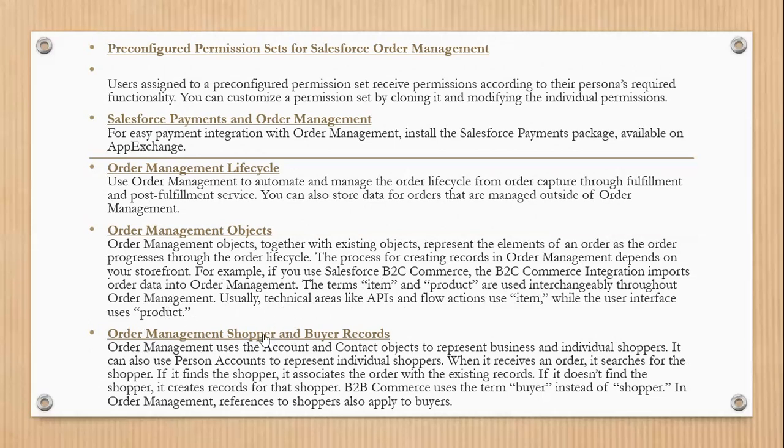Next, Order Management and shopper and buyer records. Order Management uses the Account and Contact objects to represent businesses and individuals. Shoppers can also use Person Accounts to represent individual shoppers. When Order Management receives an order, it searches for the shopper. If it finds the shopper, it associates the order with the existing record. If it does not find the shopper, it creates a record for that shopper. B2B Commerce uses the term buyer instead of shopper; in Order Management, references to the shopper also apply to buyers.